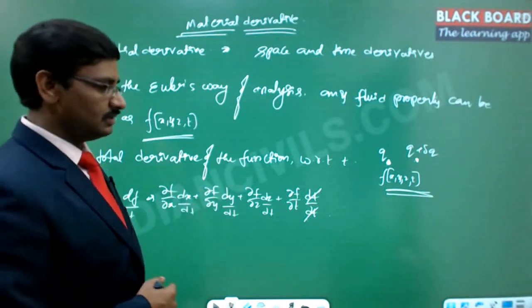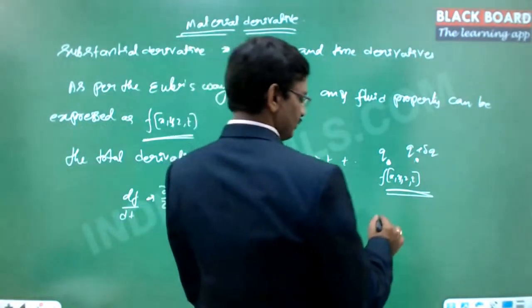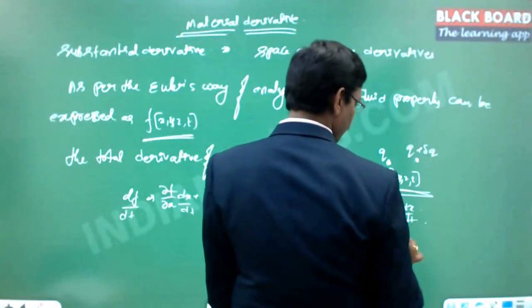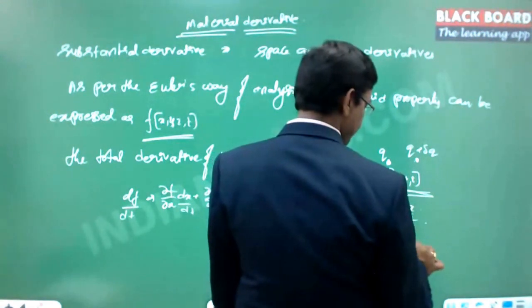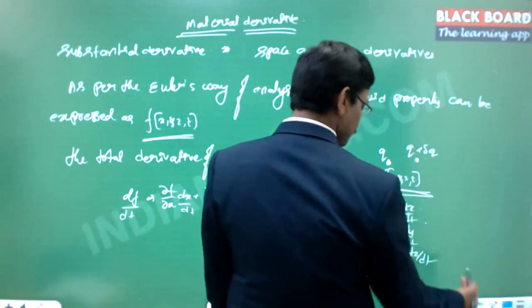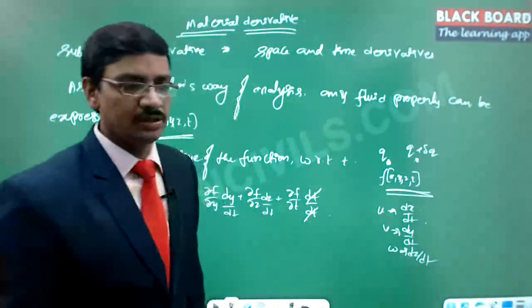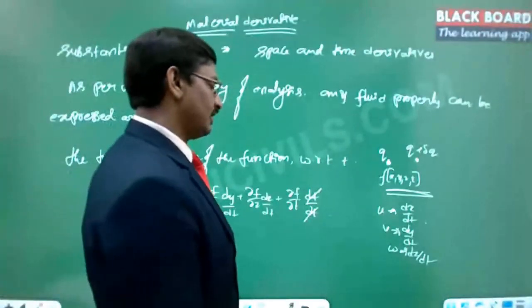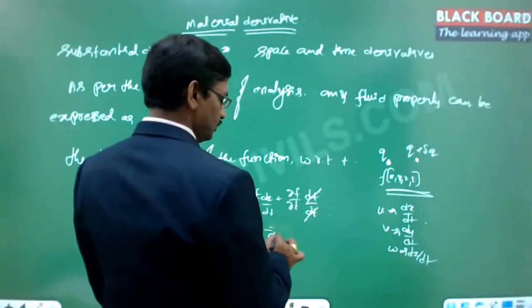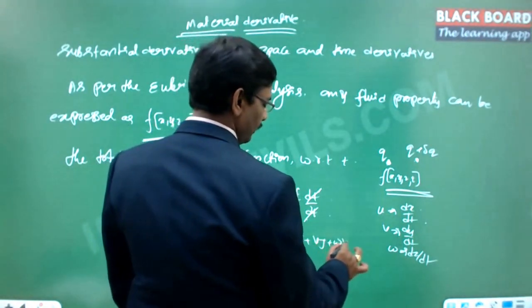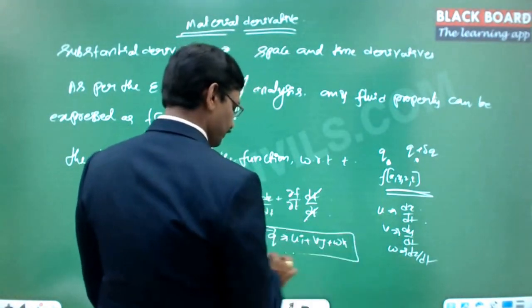Now in this particular case, usually the way we express is u is dx by dt, v is dy by dt, and w is dz by dt. So these are the velocity components along the direction of x, along the direction of y, and along the direction of z. And the velocity vector is usually treated as q is equal to ui plus vj plus wk. So this is the velocity vector.